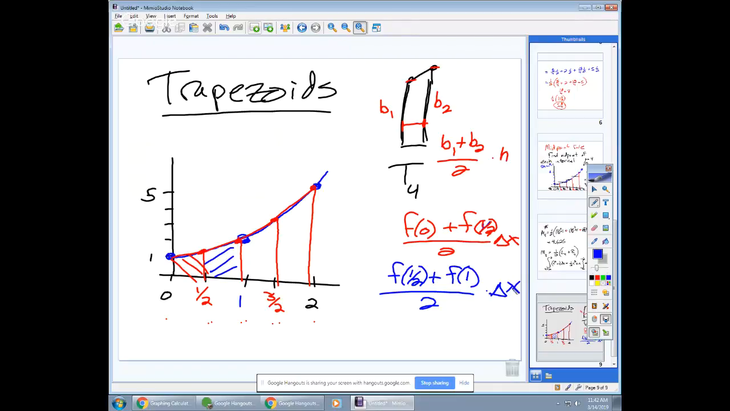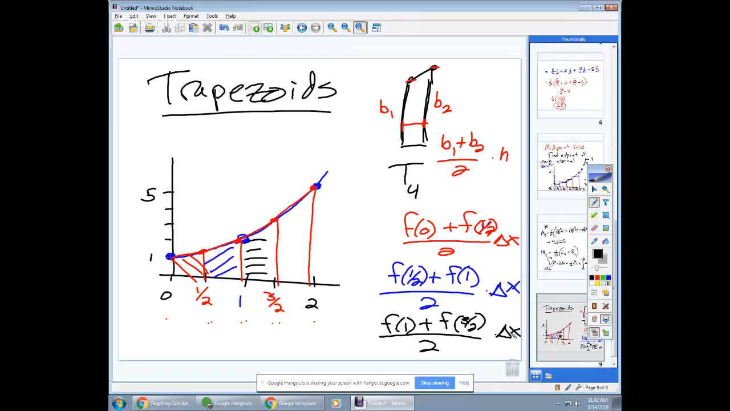That would be that one. Do one more, and you're going to see a pattern involved here. What's the area of that one? Well, wouldn't that be f of 1 plus f of 3/2? Whatever those happen to be, average them, multiply by delta x.